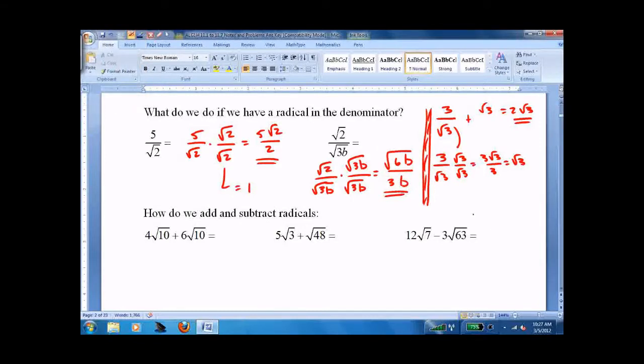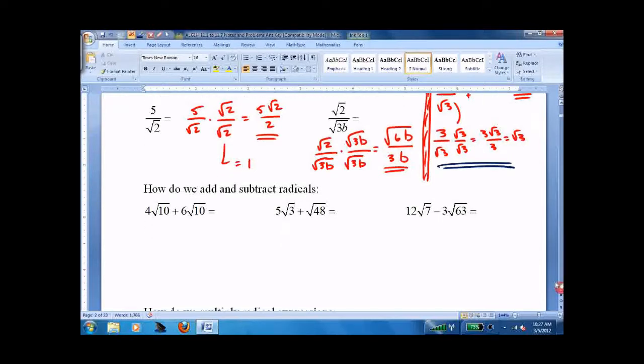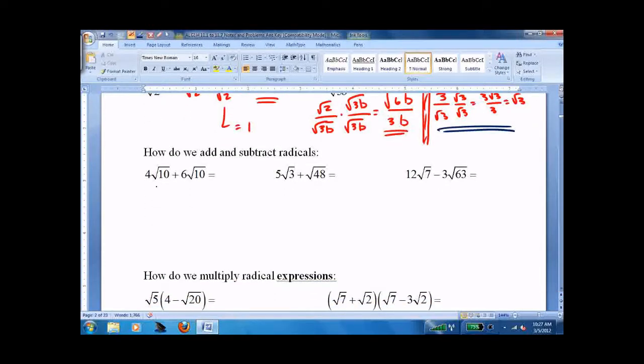So, like I just showed before up here, how do we add and subtract radicals? Well, it's like adding and subtracting apples. 4 apples plus 6 apples equals 10 apples. Except it's not an apple, it's a root 10. 5 root 3 plus root 48. Can't add them. Don't have the same radical. Well, maybe we do, maybe we don't. We look at root 48 and say, well, that's root 16 times root 3, which is 4 root 3. 5 root 3 plus 4 root 3 is 9 root 3. So I guess we could add them.